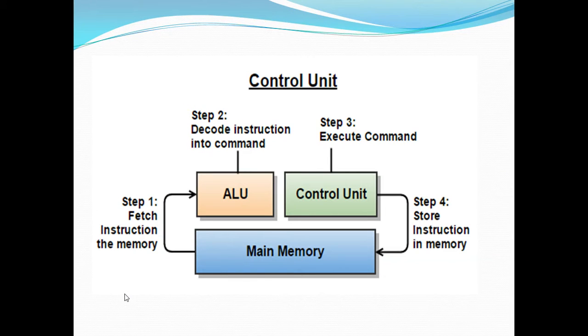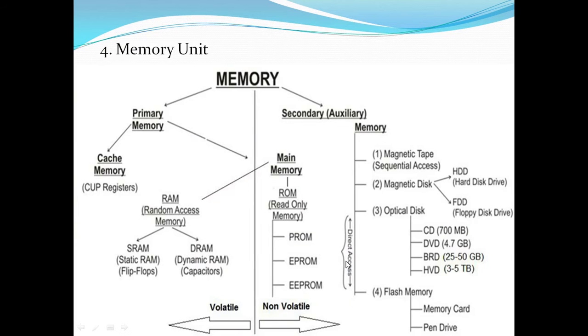Now next, see how the control unit is working. From the main memory it fetches the data, it goes to the processor where it is decoded, converted into machine language, the instruction is decoded into a command, and processed, and then it goes to the control unit where it will execute the command, and again it stores instructions in the memory.